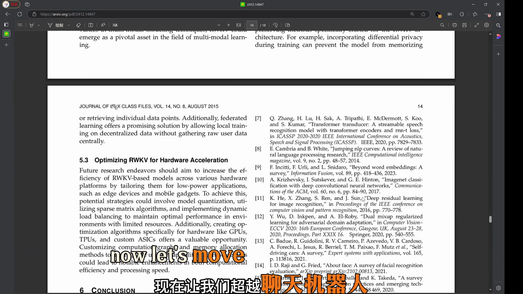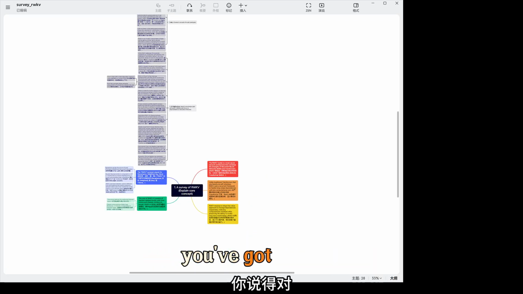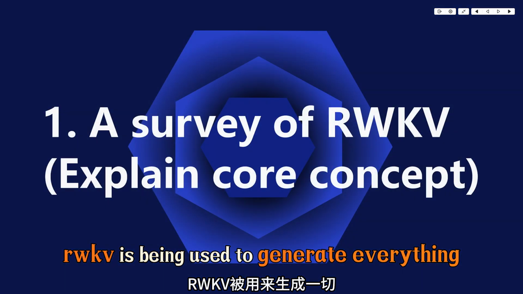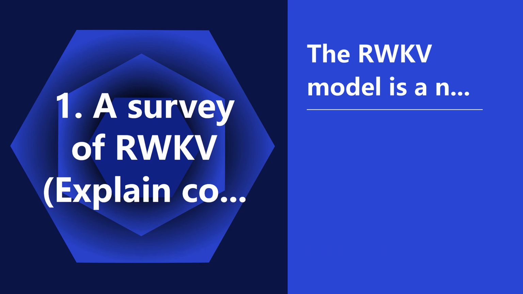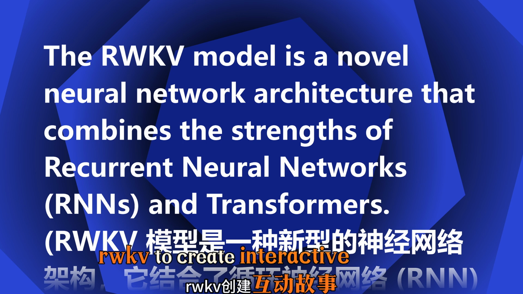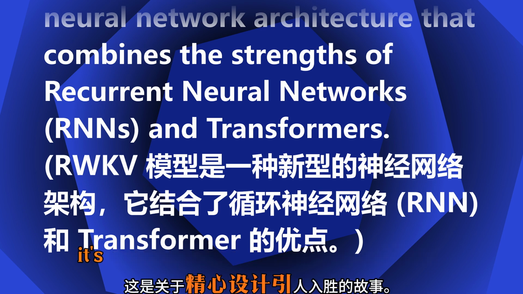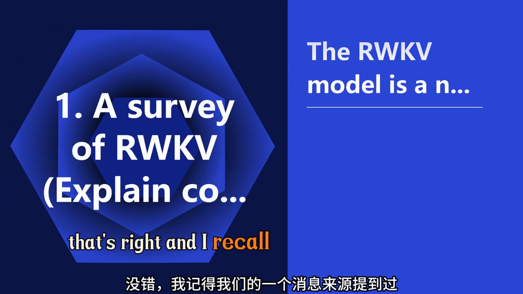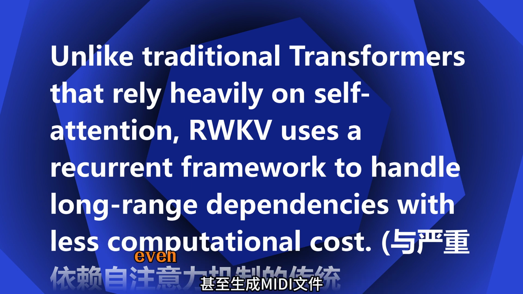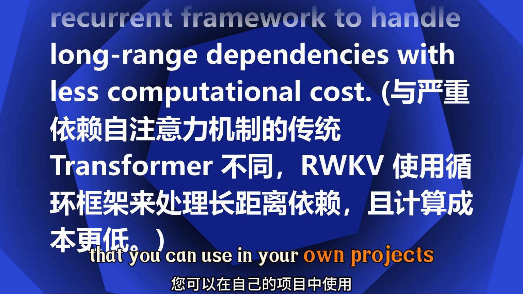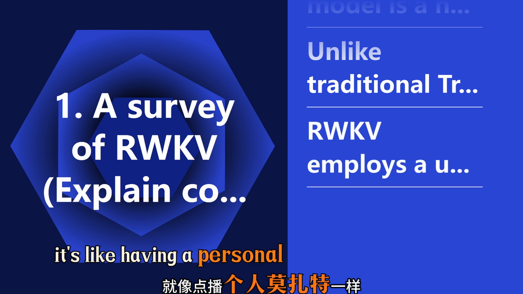I like that. Now, let's move beyond chatbots. What else comes to mind when you think of natural language generation? Creative writing, perhaps. You got it. RWKV is being used to generate everything from short stories and poems to full-blown web novels across various genres. One project even uses RWKV to create interactive stories where the reader's choices influence the plot. That's amazing. So it's not just about churning out text, it's about crafting engaging narrative. That's right. And I recall one of our sources mentioned music generation. Absolutely. RWKV can compose music in various styles, even generating MIDI files that you can use in your own projects. Imagine an AI composer that can create custom soundtracks for your videos or games. It's like having a personal Mozart on demand.